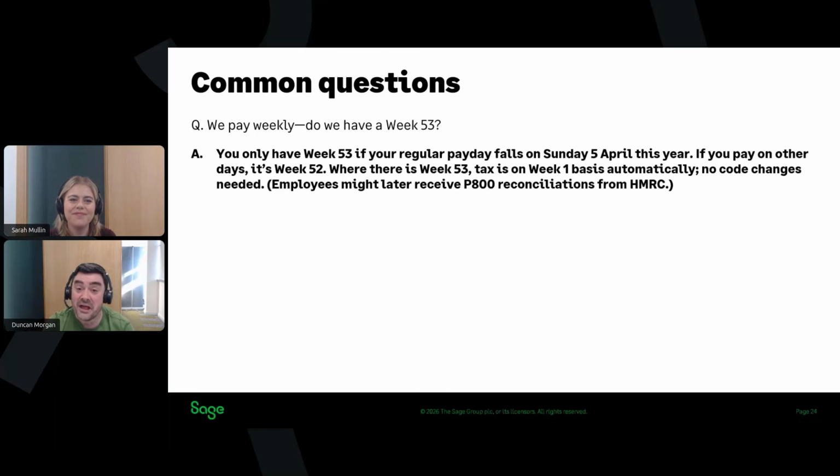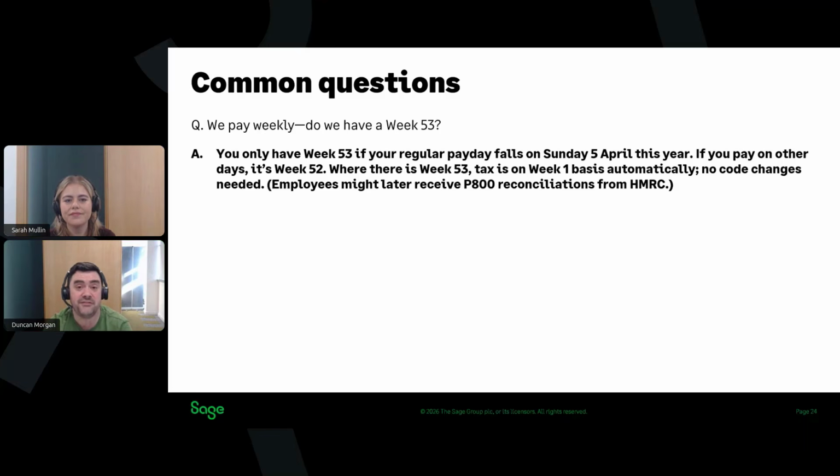Yeah, so you need a check because you do pay weekly, but it all depends on what your usual pay date is. So you will only have a week 53 this year if your regular pay date falls on Sunday, the 5th of April. So if your pay date is any other day of the week, you won't have a week 53 this year. Your last payment of the year will be week 52, because the next pay date will be your first pay date in 2026 to 27.